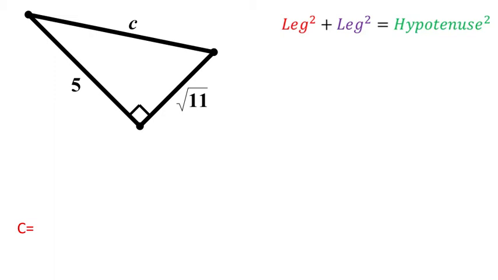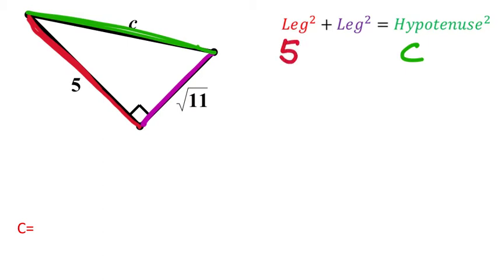All right, now this triangle has been rotated a little bit, perhaps we may think so anyways, but it shouldn't matter. Again, we've got the two legs. The first one here is 5, and the other leg here is the square root of 11. That's not a problem, and the hypotenuse is still unknown on this one. So that's our C value. The red leg length is 5. The purple leg length is the square root of 11.